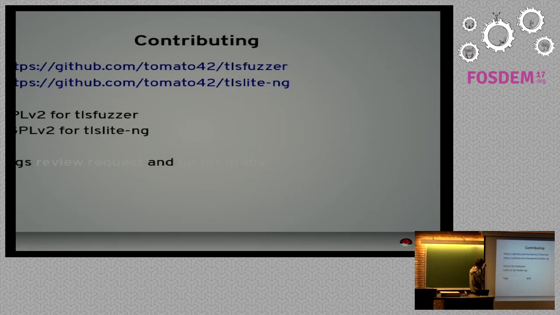The fuzzer is under GPL version 2, and tlslite-ng is under LGPL version 2. Tags, unfortunately, you cannot read them, but the tags review request and up for grabs are for people that want to contribute to stuff that I think is easiest to contribute to. So if you want to take a look, and if you don't find anything fancy, go ahead and I'll gladly review that pull request.